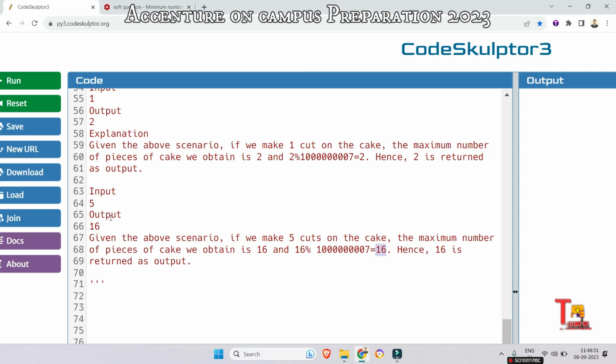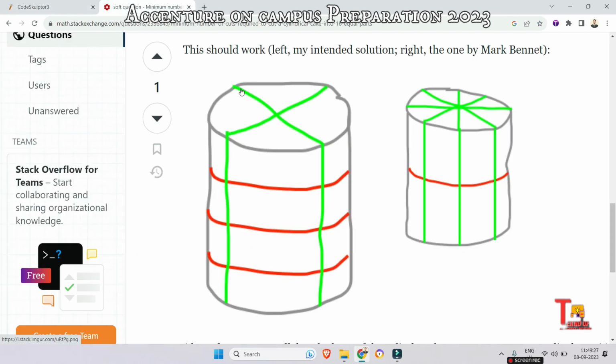Let's see how 16 comes about. At first, if we cut the cake vertically 2 times, and then start cutting parallelly, horizontally, 3 times, then we will get a total of 16 pieces: 1, 2, 3, 4, and each time 1, 2, 3, 4. So 4 into 4 is 16. This way we get a total of 16 pieces with only 5 cuts.